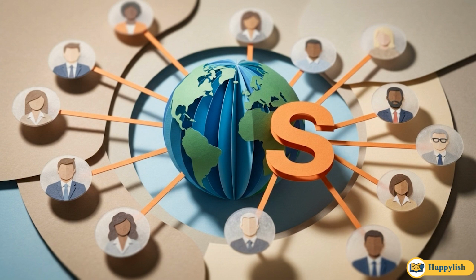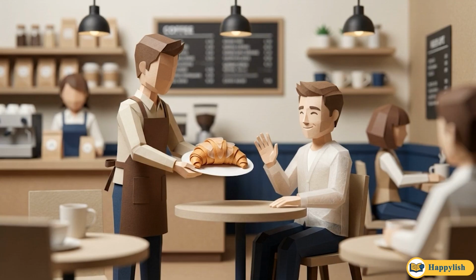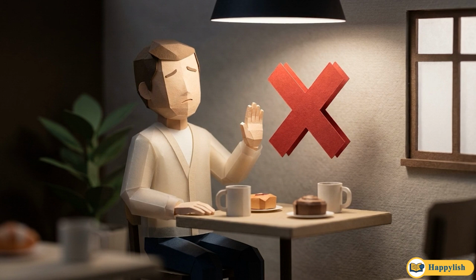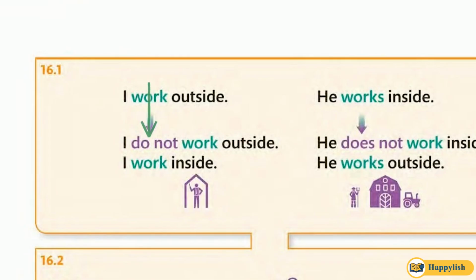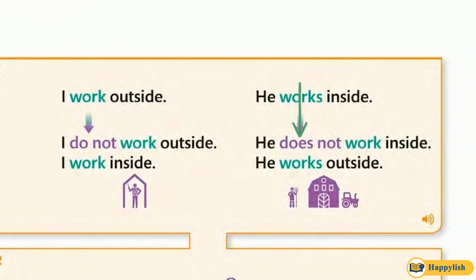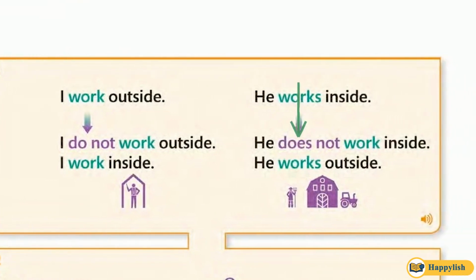Let's go back to our coffee shop. Imagine one person offers a pastry, but the other is allergic. How do we properly state that we do not do something? Look at the top left. Do not drops in before the action. I work outside becomes I do not work outside. Check the right side. For he, she, and it, the helper becomes does not. He works inside becomes he does not work inside.